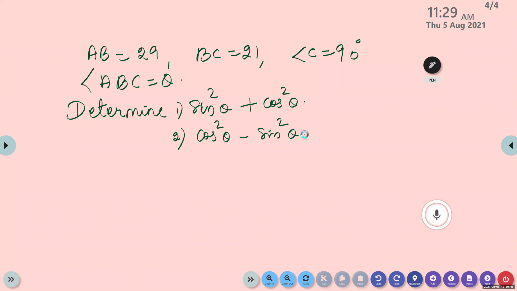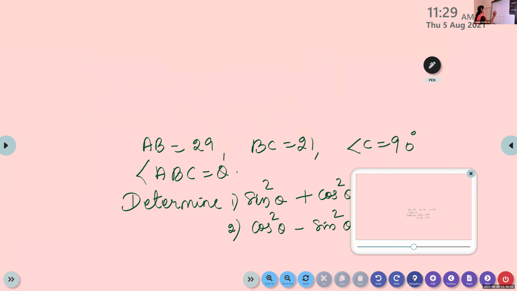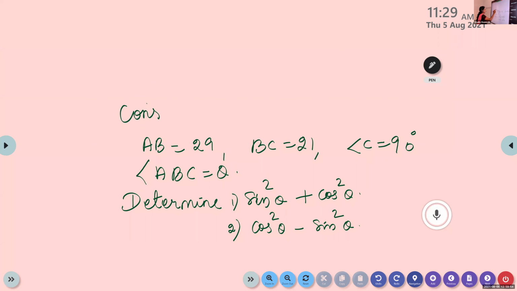Ma'am, can you repeat those things? Consider triangle ACB in which AB is 29 units, BC is 21 units, angle C is 90, angle ABC is theta. Determine, first one, sin square theta plus cos square theta. Second one, cos square theta minus sin square theta.